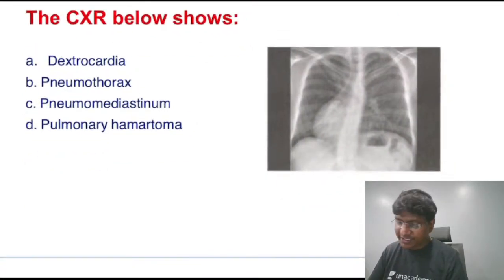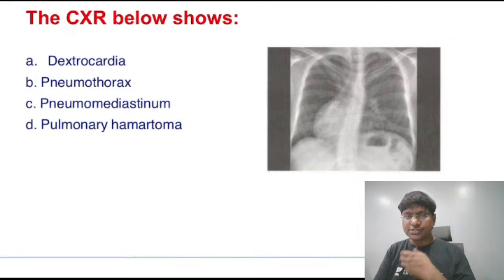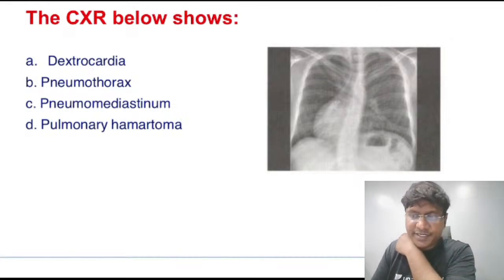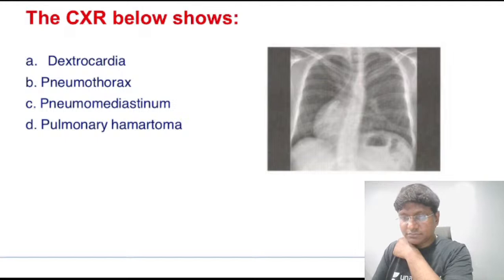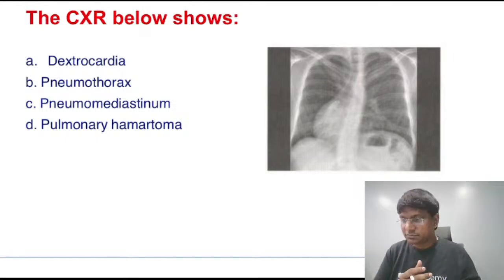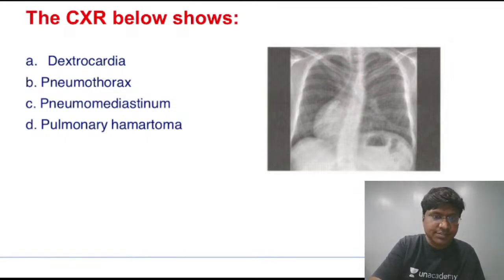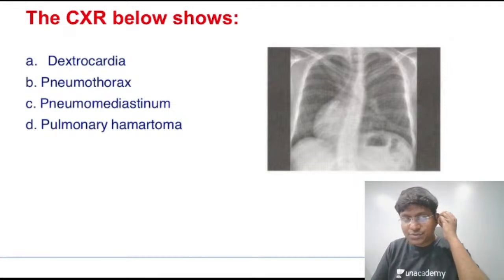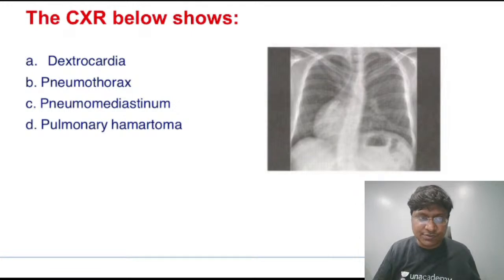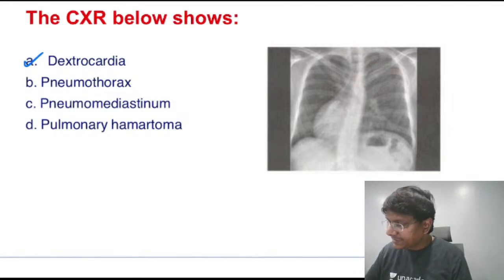The chest X-ray which has been given, what is the diagnosis? Dextrocardia, pneumothorax, pneumomediastinum, pulmonary hamartoma. Yes, any one of you? Right. So this is very clearly suggestive of dextrocardia. You can see the apex of the heart present on the right side, and you can also notice the trachea is shifted to the right side, which is suggestive of dextrocardia.